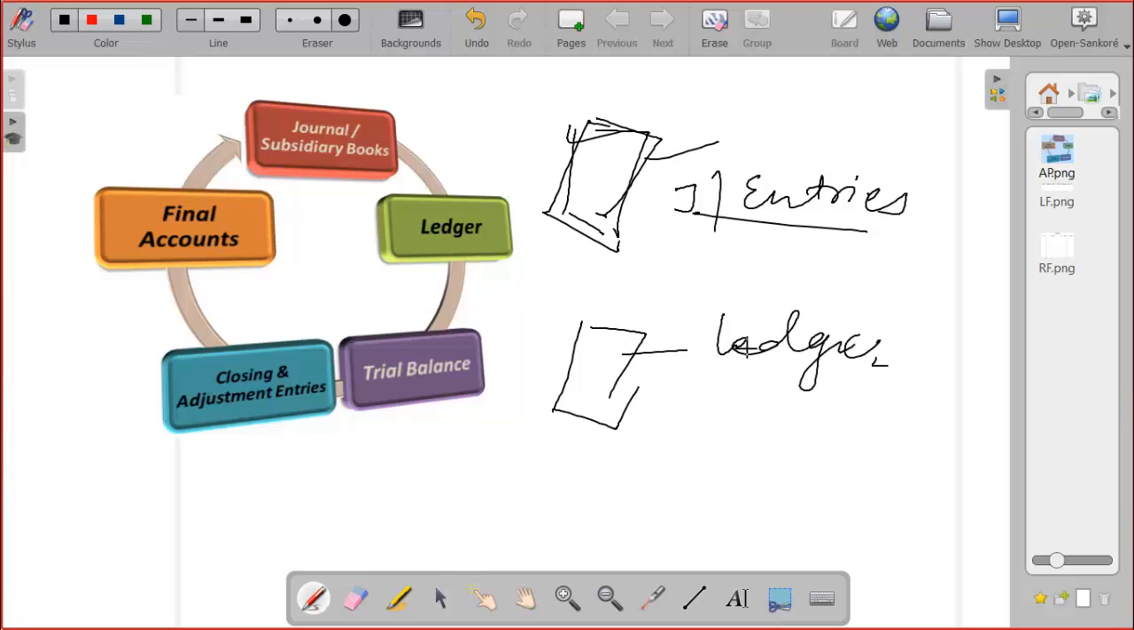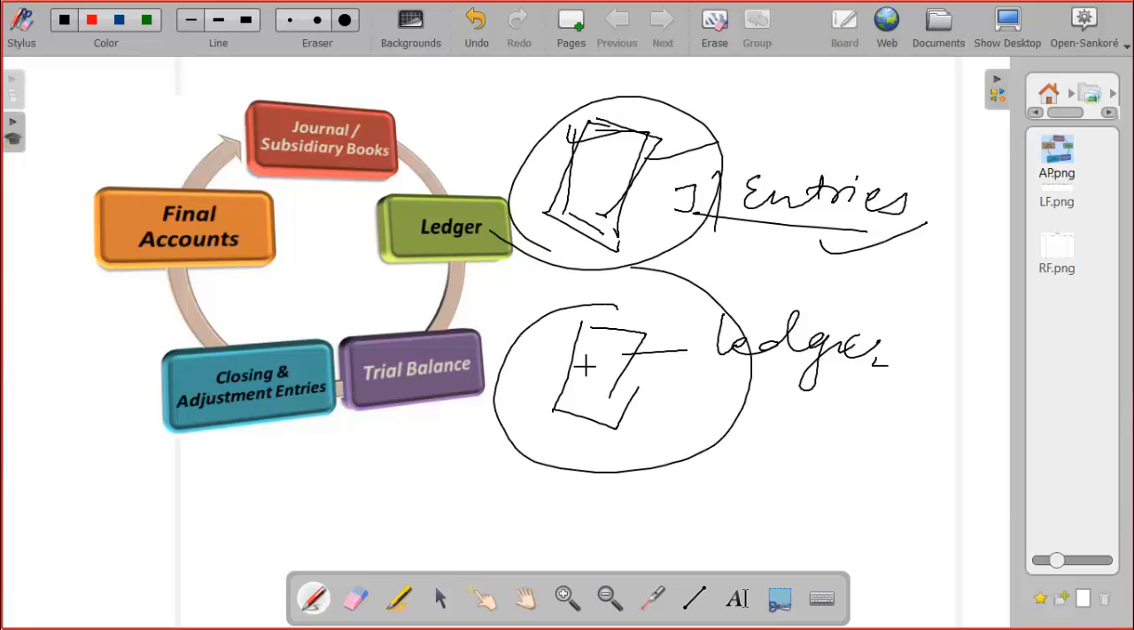Is that clear? So in journal we pass journal entries, and in ledger, today I will explain to you what we are to do. Getting my point? So these are two different books, two different notebooks, actually two different registers, two different records. This is the journal where we pass journal entries, and this is the ledger. So today we will discuss this ledger, how to maintain the ledger, what is ledger.